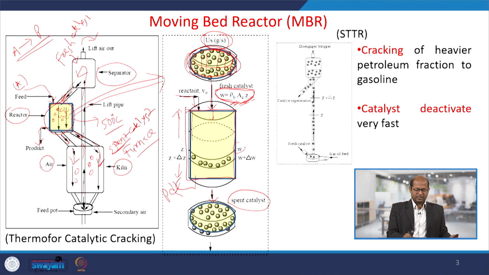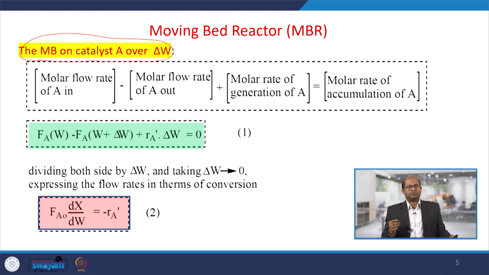Let us say here the weight is W, and at this point the weight is W plus delta W. At this location it is Z, and at this location it is Z plus delta Z. So at Z the catalyst weight is W, and at Z plus delta Z the catalyst weight is W plus delta W. Within a very small change of catalyst weight, we do the material balance for component A: the molar flow rate of A at W, when W amount of catalyst was there, and the molar flow rate out at W plus delta W, after the reaction.